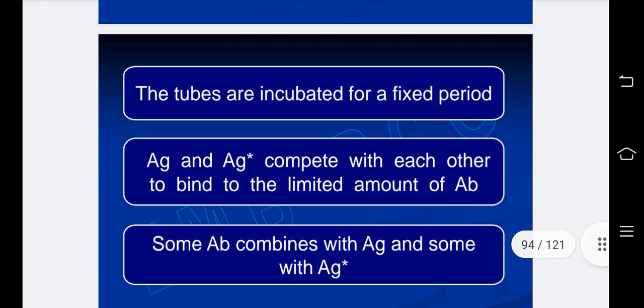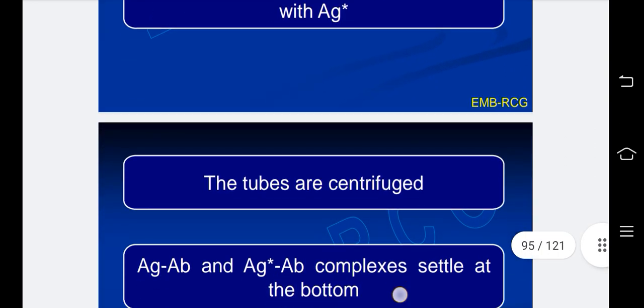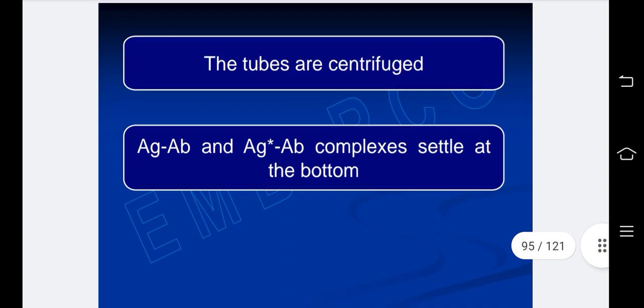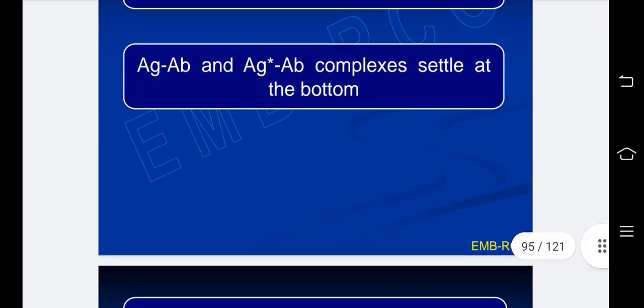The tubes are incubated for a fixed period. AG and AG star compete with each other to bind to the limited amount of AB. The AB combines with AG and some with AG star. The tubes are centrifuged. AG-AB and AG star-AB complexes settle at the bottom.